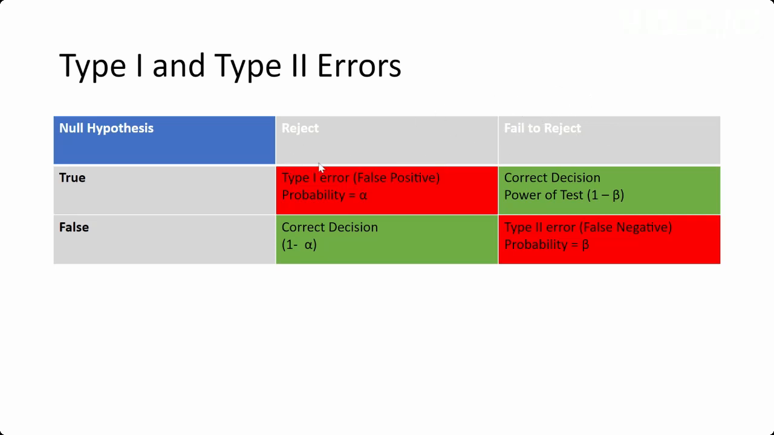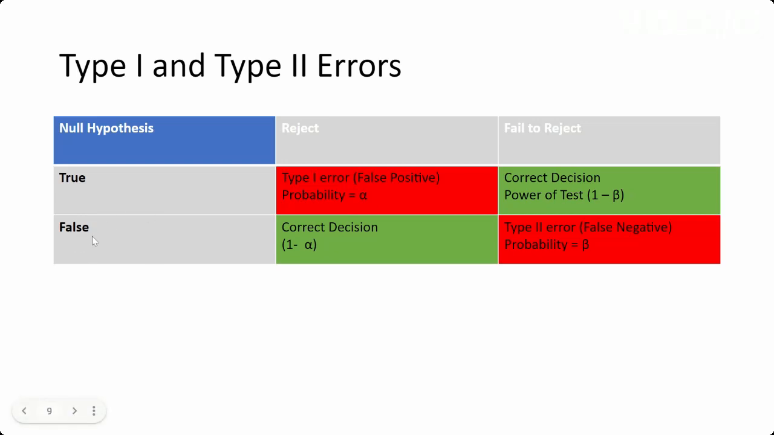So in this case, if you reject the null hypothesis, which is true here in this cell, then you would have made a type 1 error, also known as false positive. And it's denoted by alpha. It's a probability actually for you rejecting the null hypothesis, which is true. And then, in a case where the null hypothesis is true and you fail to reject that null hypothesis, then you have made the correct decision. And that is known as the power of test.